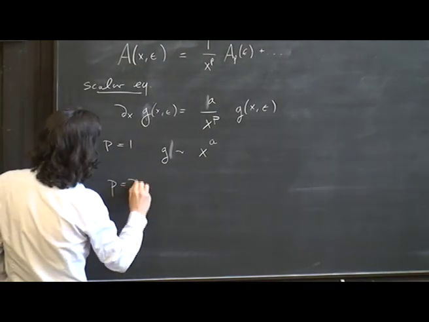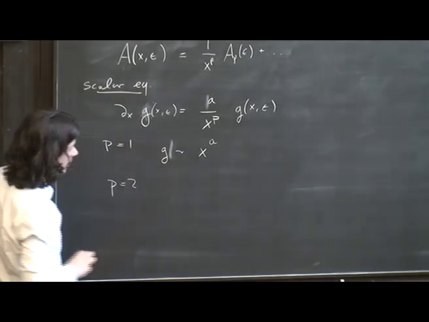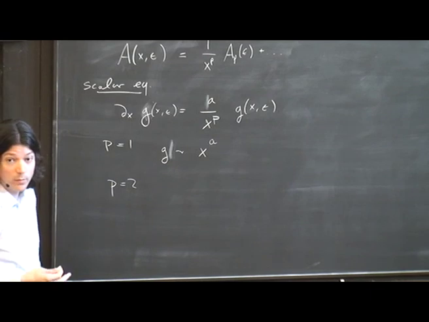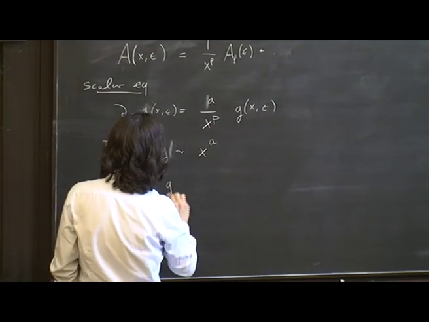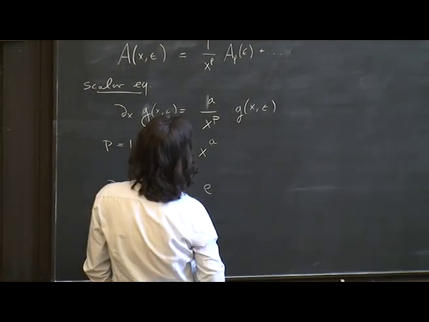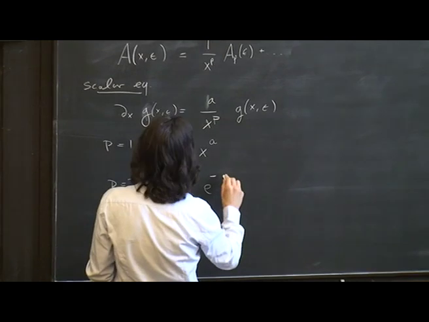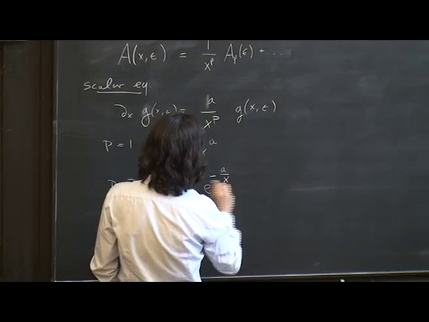But now if you look instead at the case p equals 2 or higher, we see that one obtains a completely different kind of behavior. In that case, we find that the solution is e to the minus a of x.